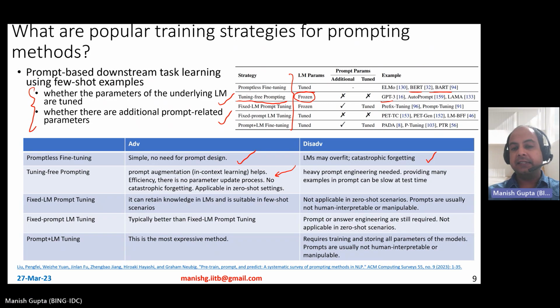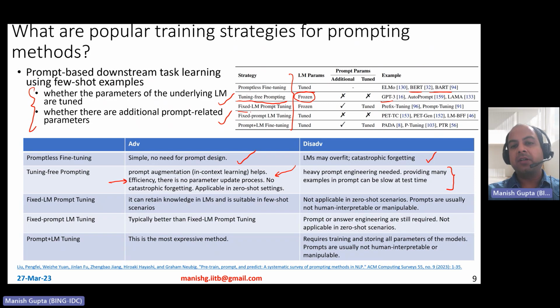This is efficient because there are no parameter updates involved, so no training steps really involved. No catastrophic forgetting can happen because you're not updating the parameters anyway. It's applicable in zero-shot settings. I mean, zero-shot in the sense that you need 2 or 3 examples for prompt augmentation. Otherwise, you don't need much. However, since everything depends on the prompt, heavy prompt engineering is needed. Providing more examples in the prompt can be slow at test time. So those are some of the disadvantages.